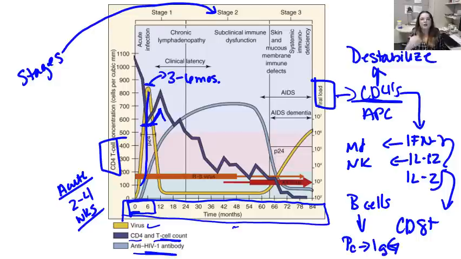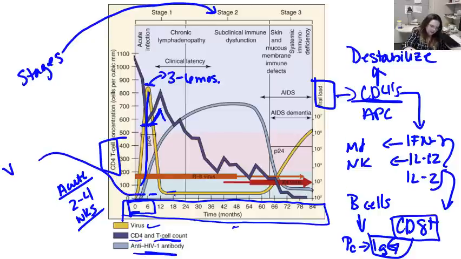And this IgG can be neutralizing. So that's kind of a key point too. So now we have CD8s and we have neutralizing IgG. So we actually start defeating the virus a little bit. So what we see is that the viral load goes down. And when it goes down to the lowest point it's going to go down to in a patient, that is referred to as the viral set point.